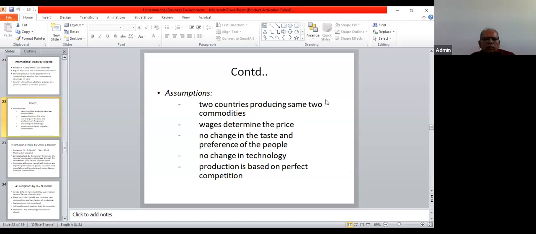They developed the source of a country's competitive advantage through the endowment of its factors of production. We are all aware of the factors of production. Basically, there are four factors of production. One is land, second is capital, third is labor, and fourth is entrepreneurship. These factors of production give comparative advantage.